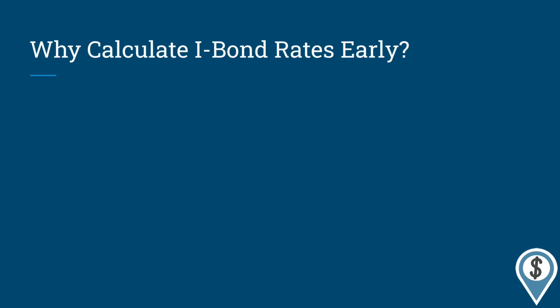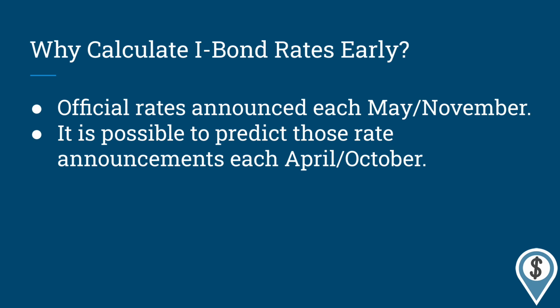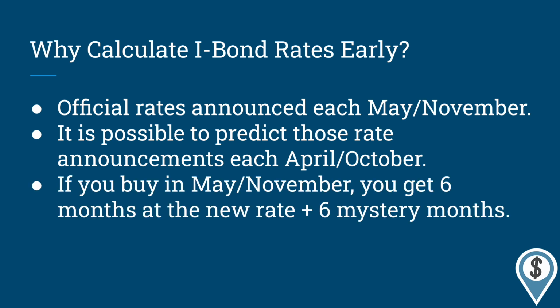So you might be wondering, why am I so concerned with calculating I bond interest rates before the government publishes them? Well, here's why that's important. The official rates are announced at the beginning of May and November every year by the US Treasury. Using the trick in this video, we can actually predict those rate announcements every April and October, a couple weeks early. Now, if you wait for the official announcement to buy in May or November, you're going to get 6 months at the new rate that was just announced. Then 6 months later, your rate is going to reset to a mystery rate.